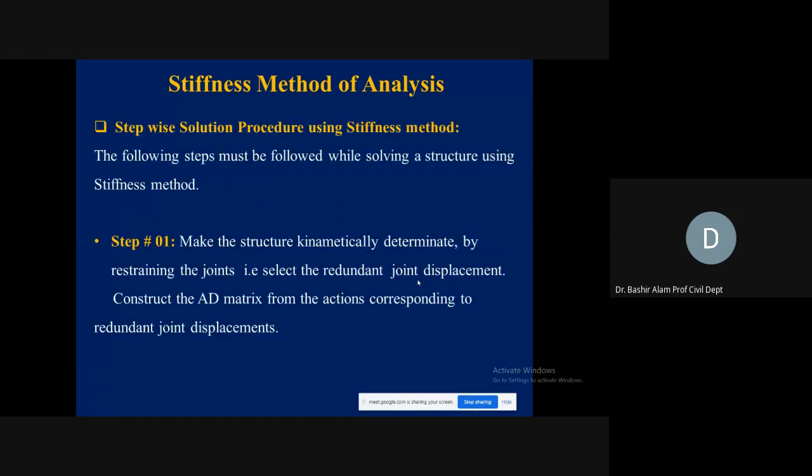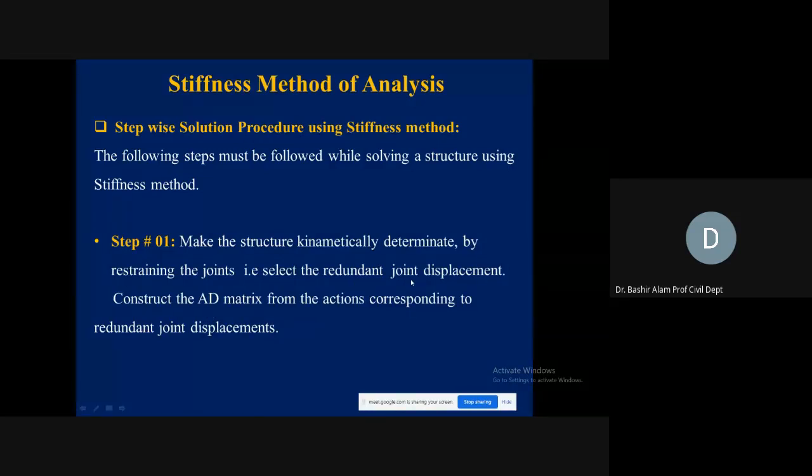Now, stepwise solution procedure using stiffness method. The following steps must be followed while solving a structure using stiffness method. First step, we will make the structure kinematically determinate. And how do we make this kinematically determinate? We just restrain the joints. No displacement is allowed at the joint. That is, select the redundant joint displacements. Construct the AD. अब क्या करते हैं?